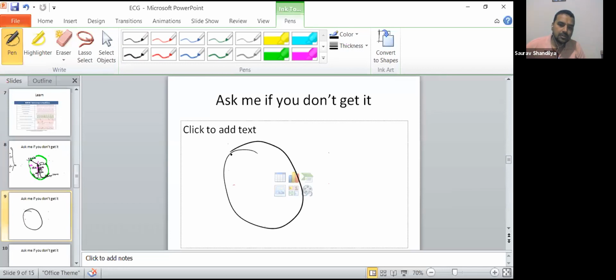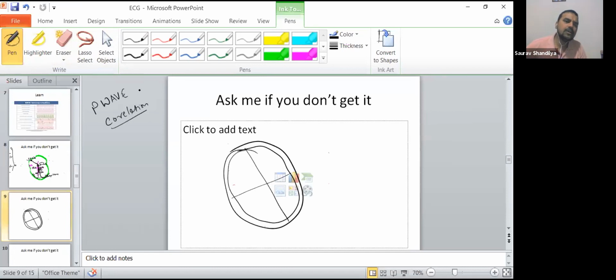If you want to do the drawing on your paper with me, you can. I have no issues. We'll divide the heart into 4 chambers. Right now, I'm talking about the correlation, how the physiology or the mechanism of the P wave occurs. I'm not talking about anything else. So I'll be drawing it.